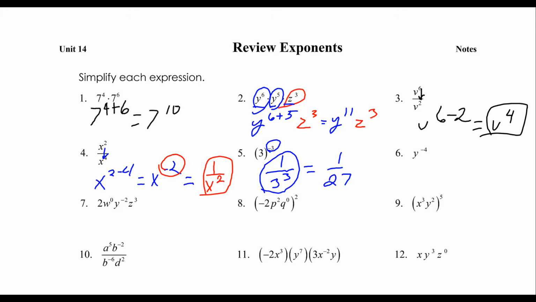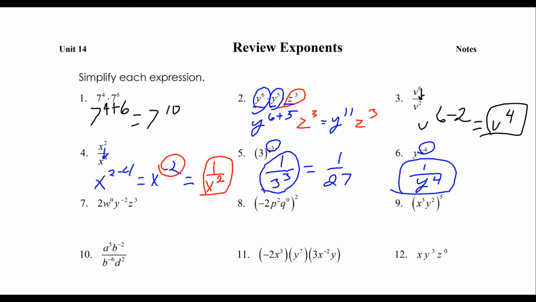Now, number 6. If we look at it, again, we have this negative exponent. And when we have a negative exponent, we have to throw it into a fraction. So that's going to be 1 over y to the 4th. And that problem's finished.